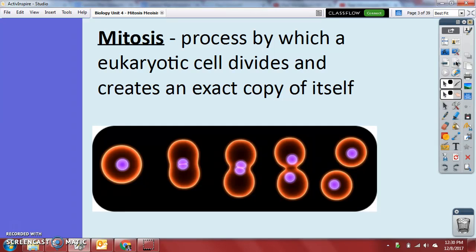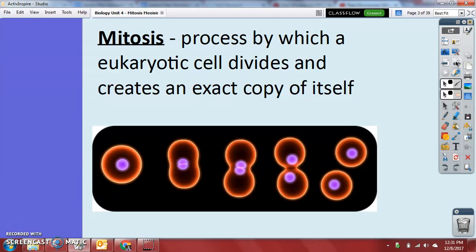Mitosis. Mitosis is the process by which a eukaryotic cell divides and creates a copy of itself. So it's just a fancy way of saying make a new cell by dividing in half. Yesterday we talked about the story, right? The new skin cells or new bone cells need to form, and the way they do that is they get really big, they copy all their organelles, and then they divide, okay?